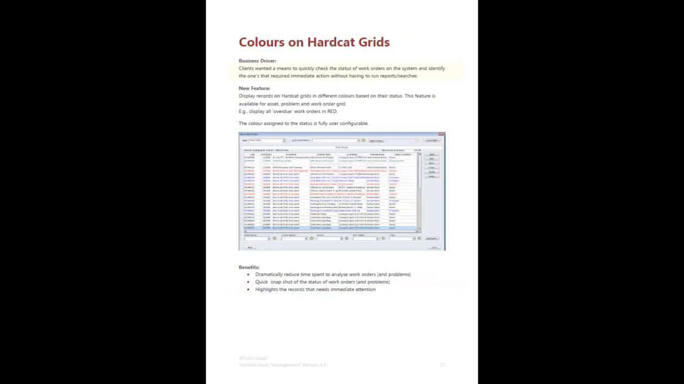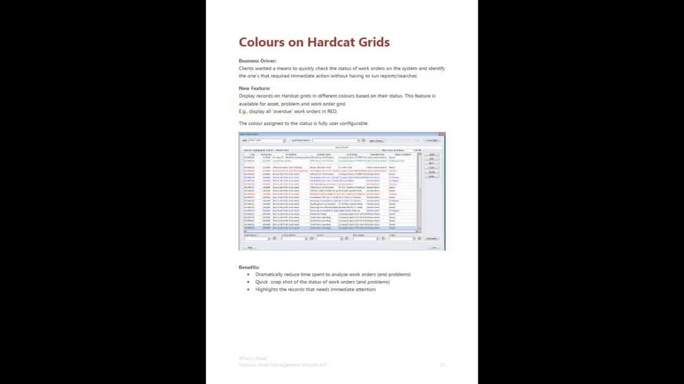Colors on Hardcat grids. Clients wanted a means to quickly check the status of work orders in the system and identify the ones that required immediate action without having to run reports or searches. The new feature: display records on Hardcat grids in different colors based on their status. This feature is available for assets, problems, and work order grids.